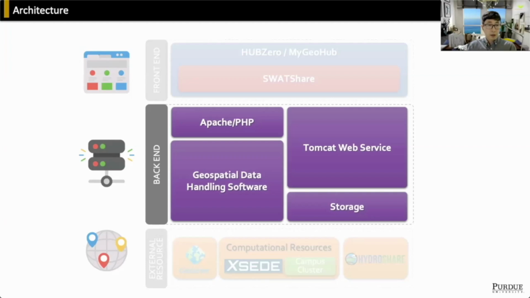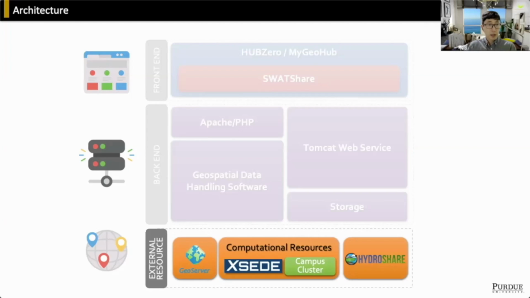Specifically, the Apache and the Tomcat web services process the requests from the front end, then connect to other services in the back end, and furthermore to external resources. The external resources include the GeoServer for rendering maps and computational resources from XSEDE or the Purdue campus cluster. Also, SWOT-Share interoperates with HydroShare for users to access a large-scale hydrologic user community.